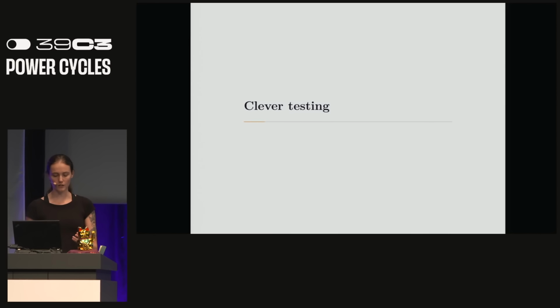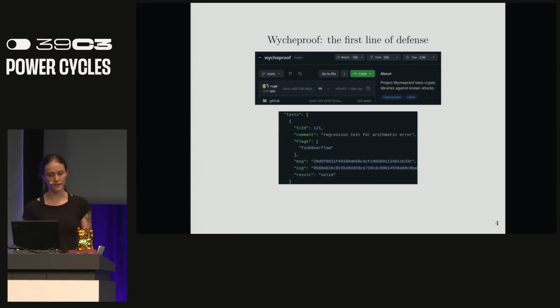So the first thing that an attacker might do when attacking our code is look at other libraries and see what vulnerabilities they've had, and then try to see if we have the same problem with our code. And on the defensive side, we can do exactly the same thing.